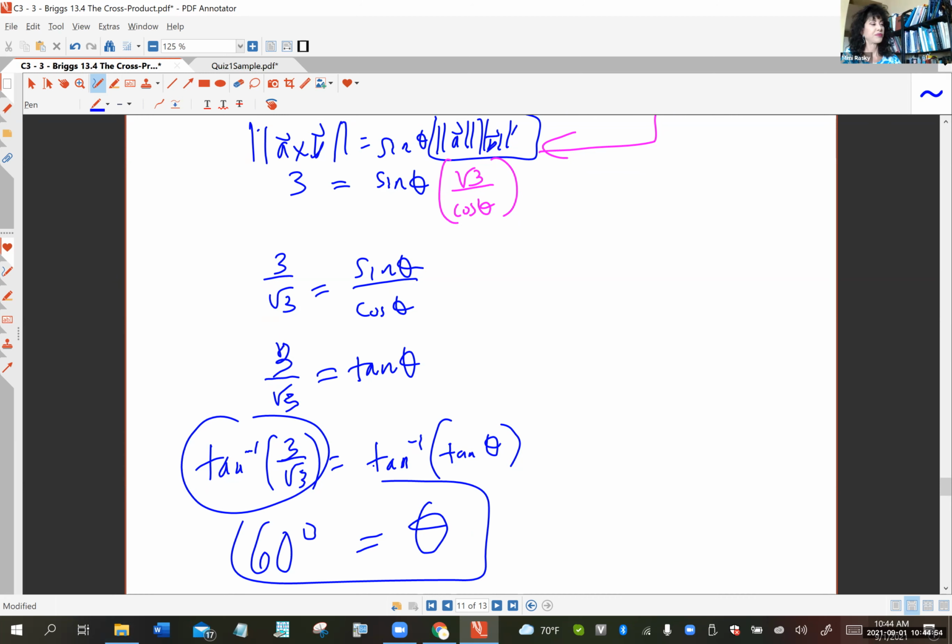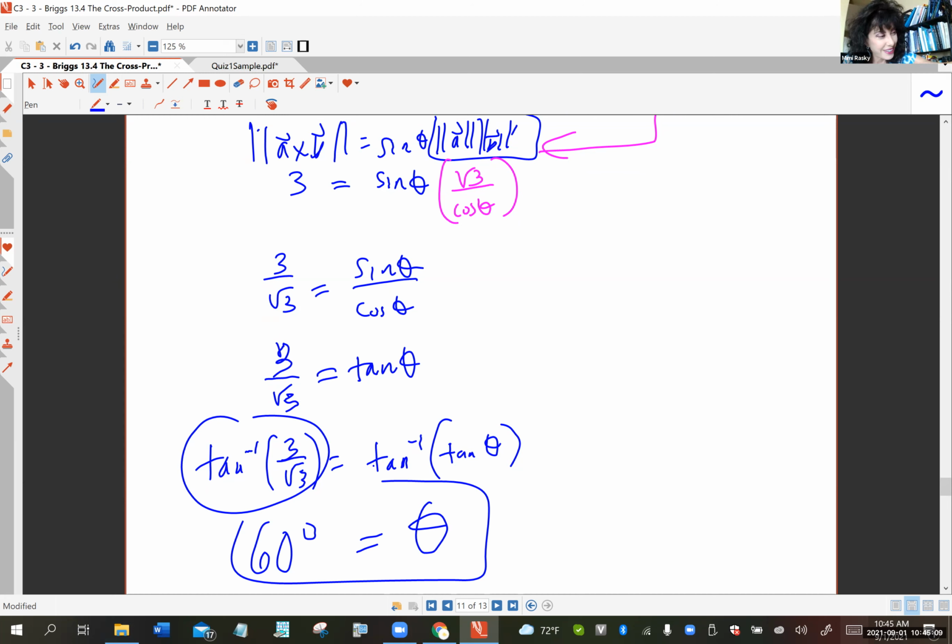And we're done. Now, because the dot product was positive, we can assume that the angle between is acute, so we don't run into having to add 180 degrees or anything. So we're guaranteed that this is an okay answer.